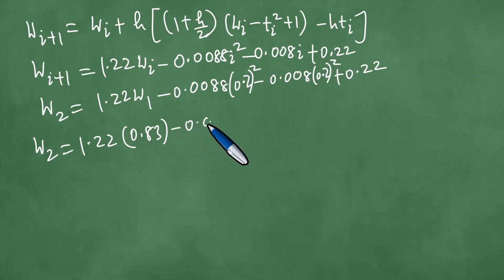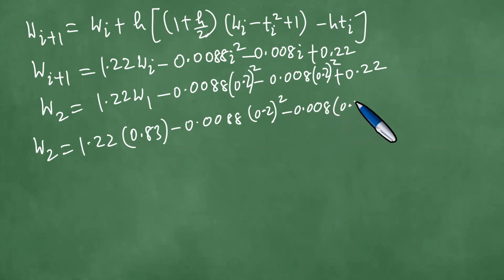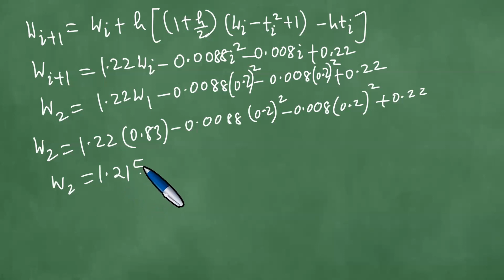So it's 0.008 times 0.2 squared, 0.008 times 0.2 squared, 0.22 or 0.22. Okay, so which means W2 is 1.2158.